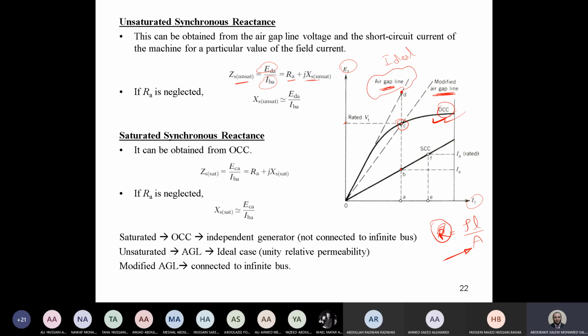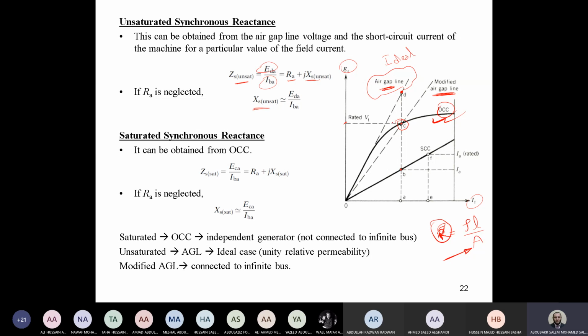So we can say here to neglect RA, and in this case you will find that XS unsaturated equals EDA over IBA. For the other value, which is important and we use it in problems, the actual value of XS, how can we get it?